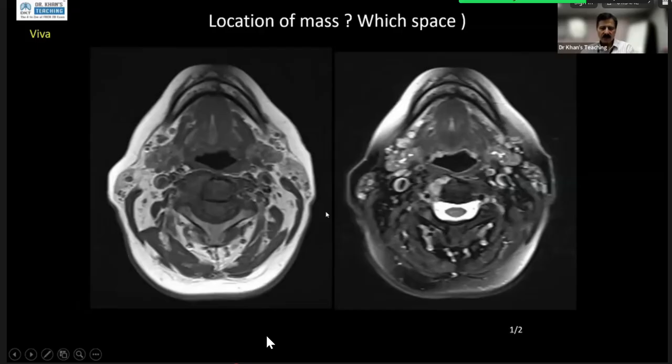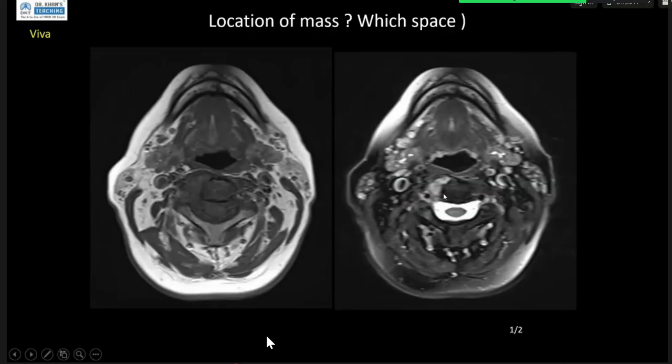If you see here, I've given you an MR, and this is a real-life exam scenario. This patient had an MR neck, and this is a T1 weighted sequence. This is a STIR sequence. There is something sitting here. Which space is it? This is the question. I think this is in the prevertebral space. Why do you say that? Because the prevertebral muscles are displaced anteriorly.